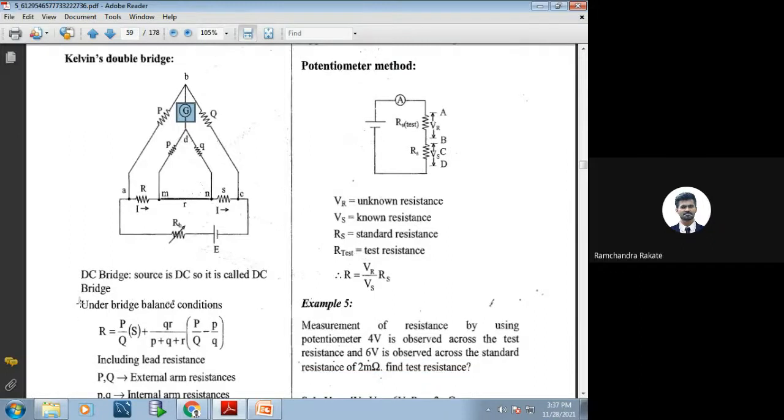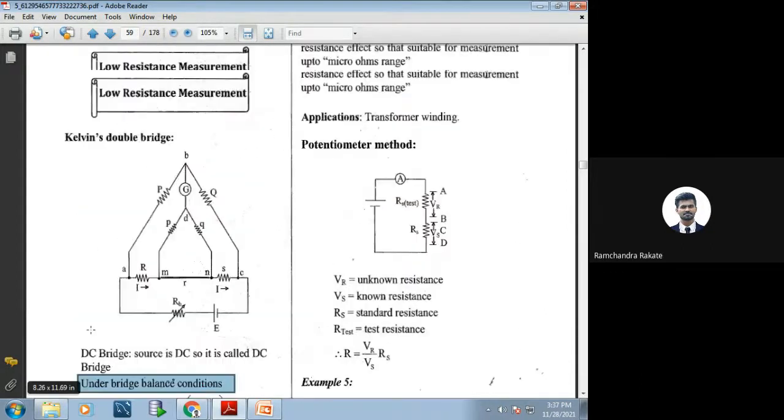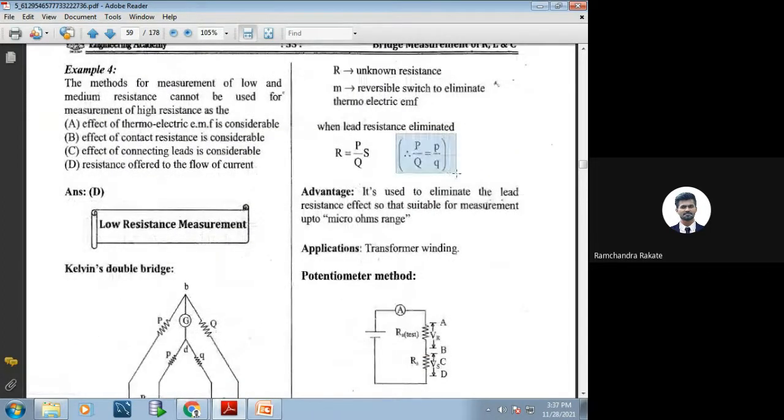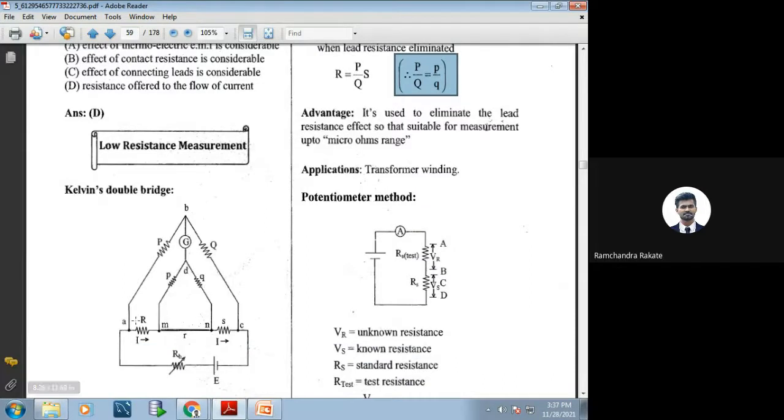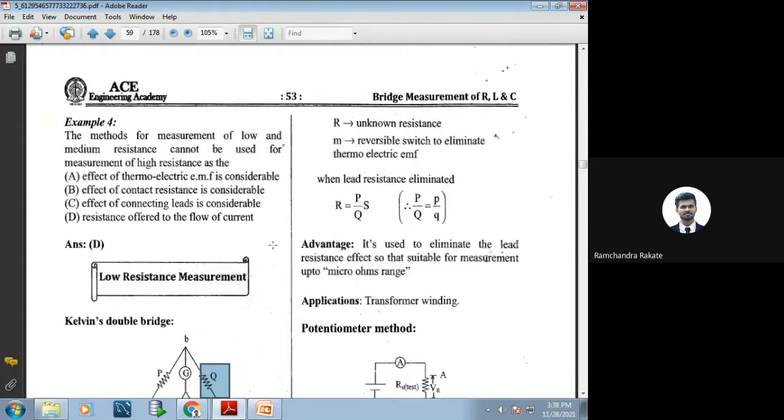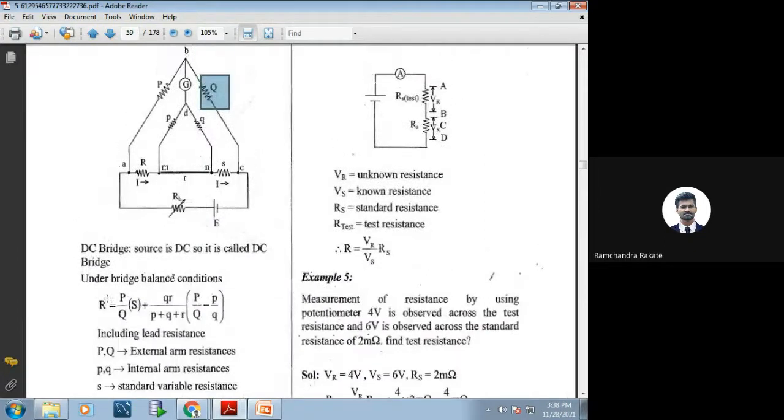And for the balance condition, we write some equation, that is P by Q, or we can say R by S is equal to P by Q. This is my R, this is S, this is P, and this is Q. So this is the basic balance equation. But before proceeding, we start with the initial one, that is R is equal to P by Q, plus Q into r upon P plus Q plus r, these three terms, into the multiplication p by q minus P by Q.